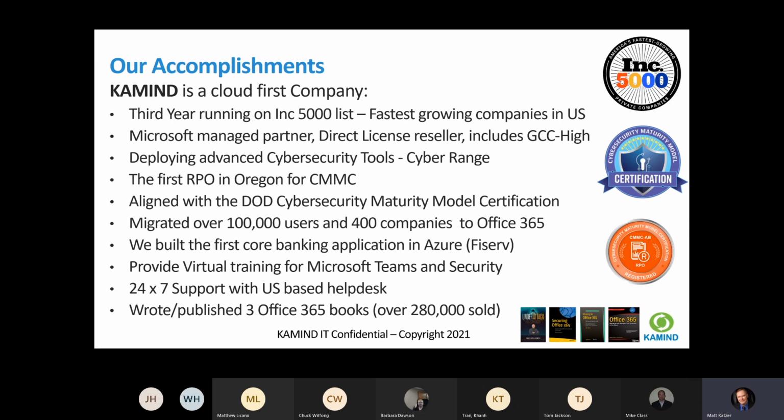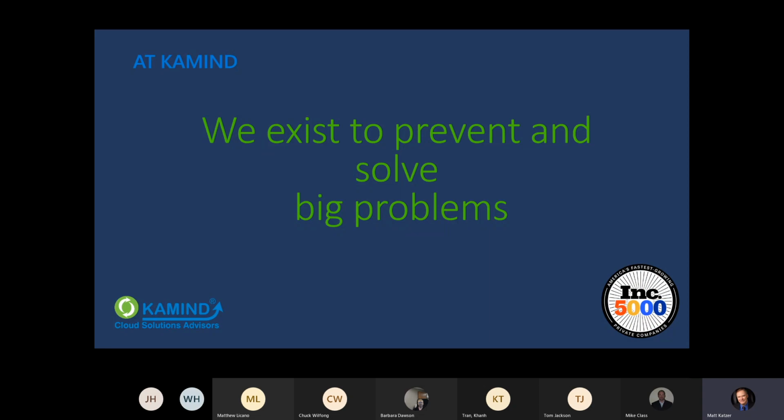This presentation, in terms of how to do CMMC and everything we're looking back at, is structured around 365 and the different types of tenants. I've published our 365 books and sold over 280,000. When you look at KAMIND, it really comes down to one simple statement: we exist to prevent and solve big problems. And CMMC and NIST 800-171 is a big problem. The question is how do we actually get there and solve it?